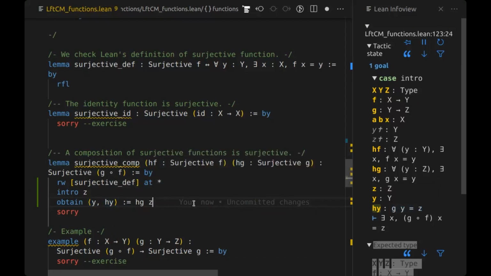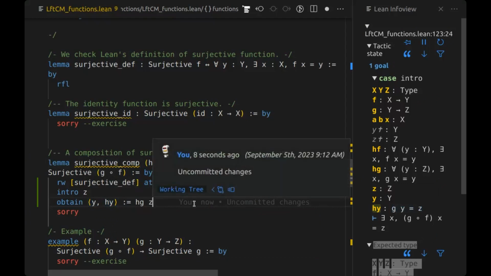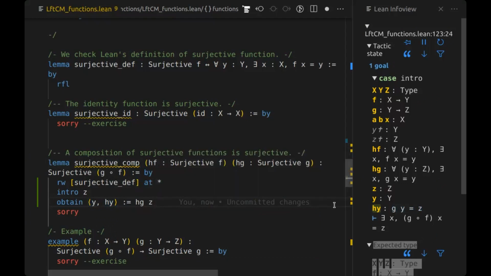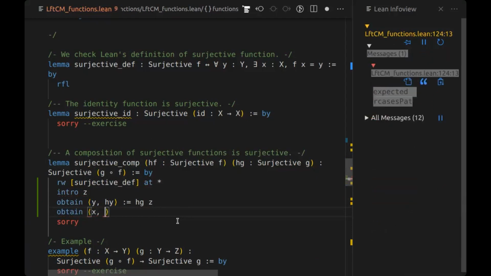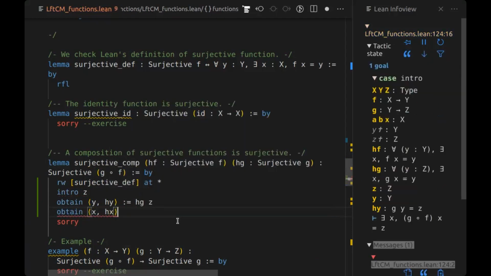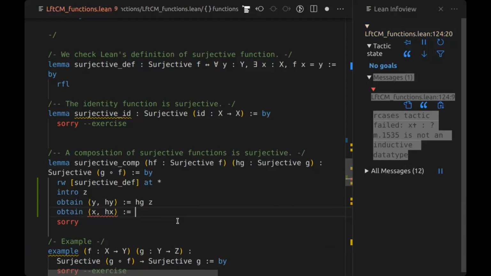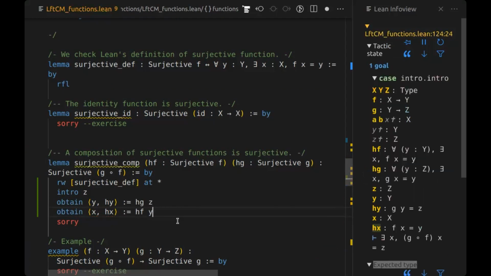Now the next step is going to be using now that f is also surjective, right? So for that I have to use the hypothesis hf, and I have to apply that to the element y that we just found. Okay, so similarly I'll do obtain x, hx, and I obtain this from applying hf to the variable y.